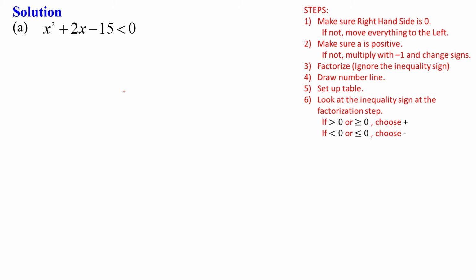The first step is to make sure the right hand side is 0. It's already 0, so the first step is satisfied. The next step, make sure a is positive. Our a, which I refer to this, is positive because it's positive 1 here. So 2 is satisfied. The next step, factorize. Ignore the inequality sign. So just factorize by using your calculator or using the quadratic formula.